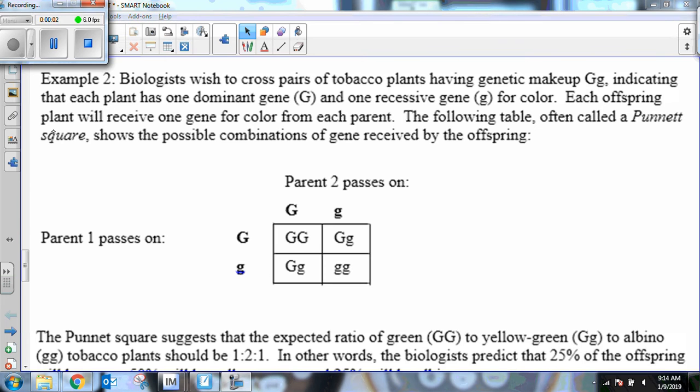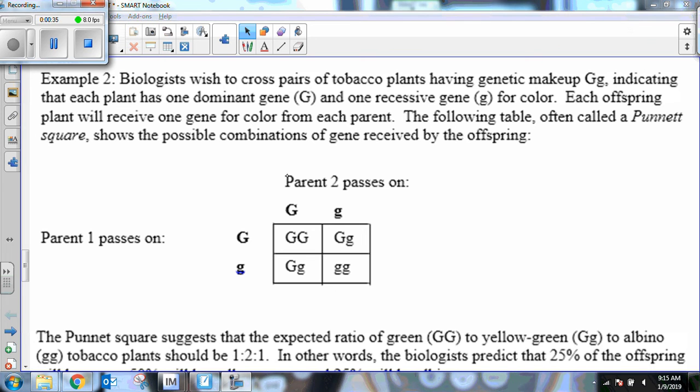Okay, so our last video for today's lesson. Biologists wish to cross pairs of tobacco plants having genetic makeup of Gg, indicating that each plant has one dominant gene and one recessive gene for color. Each offspring plant will receive one gene for color from each parent. The following table, often called a Punnett square, shows the possible combinations of genes received by the offspring. My biology students in the class will appreciate this.